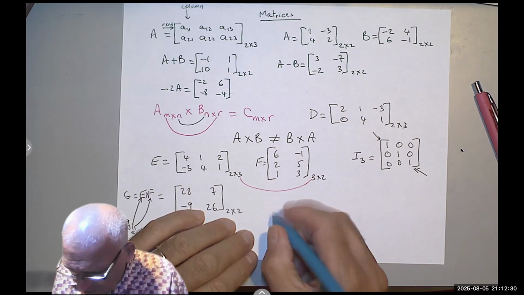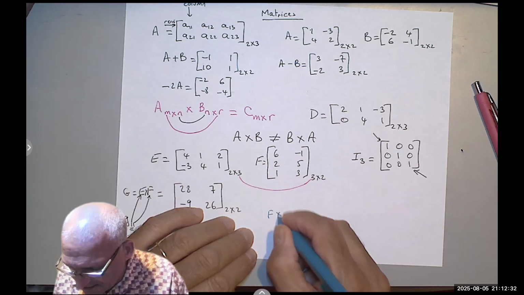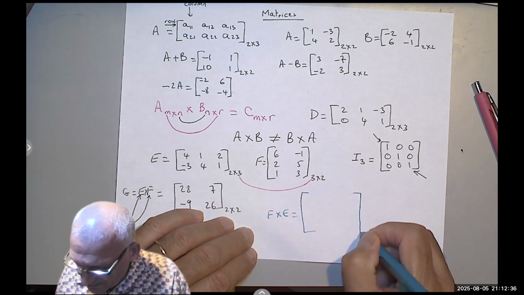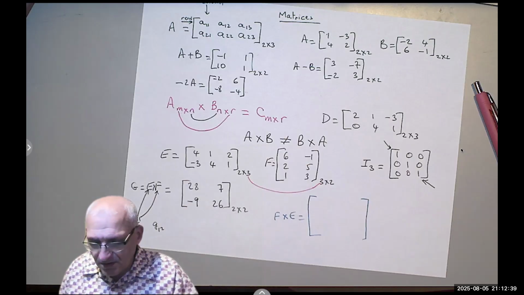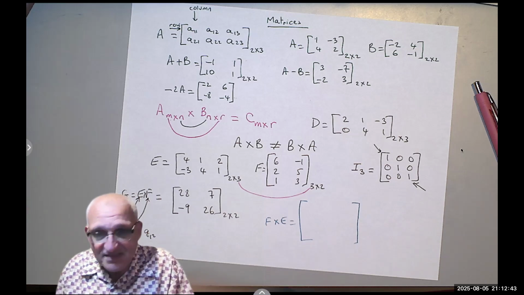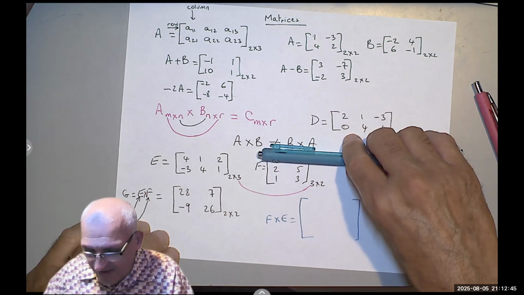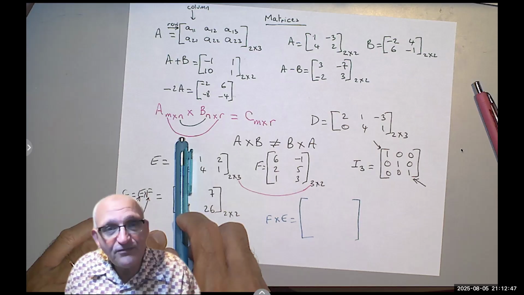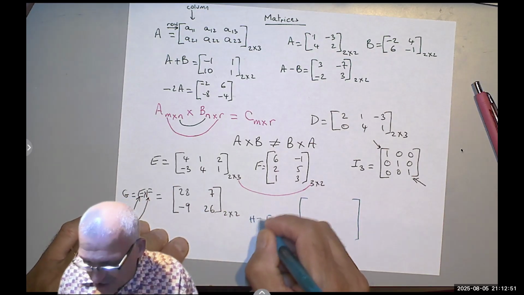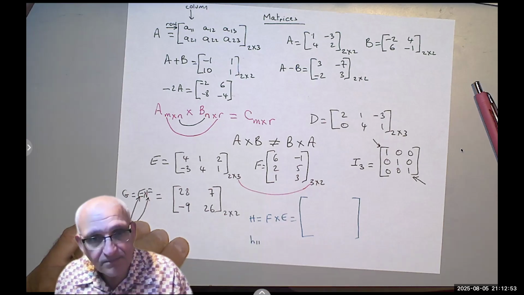Now let's try F times E. That would be a 3 by 3 matrix. But now some people prefer to write this first so it's less confusing, but basically you are taking the first row of F and multiplying it by the first column of E to get the first element. Let's call it H11.